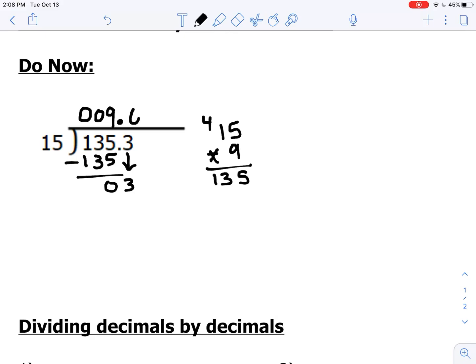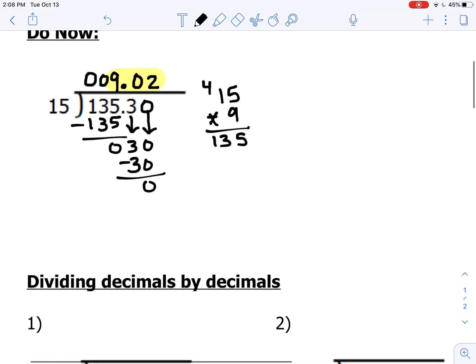So I'm going to put a placeholder above, and we're going to add a 0 into the dividend to bring down and make that 3 a 30. 15 goes into 30 2 times. 2 times 15 is 30. We have 0 remainder, so we can stop dividing, and our quotient is 9 2/100.